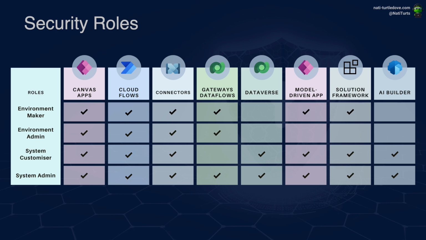We've then got an environment admin who can manage that specific environment and what access they've got. We've got a system customizer who can make changes to the environment on a data level. So can you add tables to Dataverse? Can you create AI models that can then be used in other apps, etc.? And then lastly, we've got the system admin who's got full control. They can create Canvas apps, share apps, create connectors, create data flows and gateways, Dataverse tables, create and export solution frameworks, create AI data models, etc.